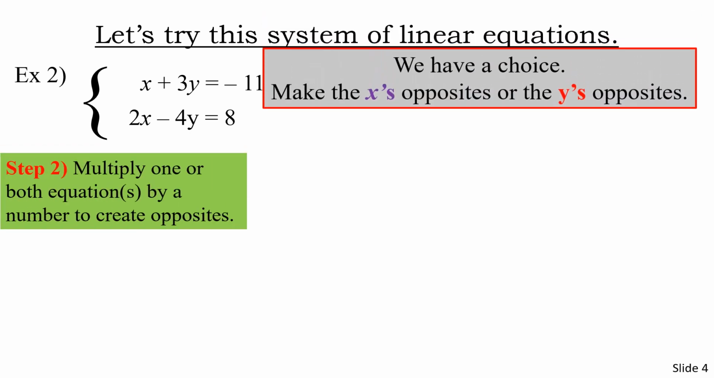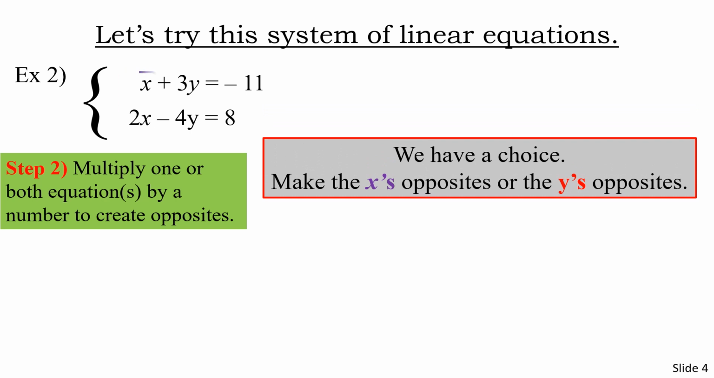Step 2, multiply one or both equations to create opposites. So I have a choice. I can make the x's opposites or I can make the y's opposites. It doesn't matter which one you choose, whichever one's easier for you. I could make the x's opposites by raising the top one up to a 2, and then I'd have to make it negative. So I'd have to multiply the top equation by negative 2. Or I could bring the y's up to 12s, multiply the top equation by 4, the bottom equation by 3. They already have opposite signs, so I don't have to worry about inserting a negative.